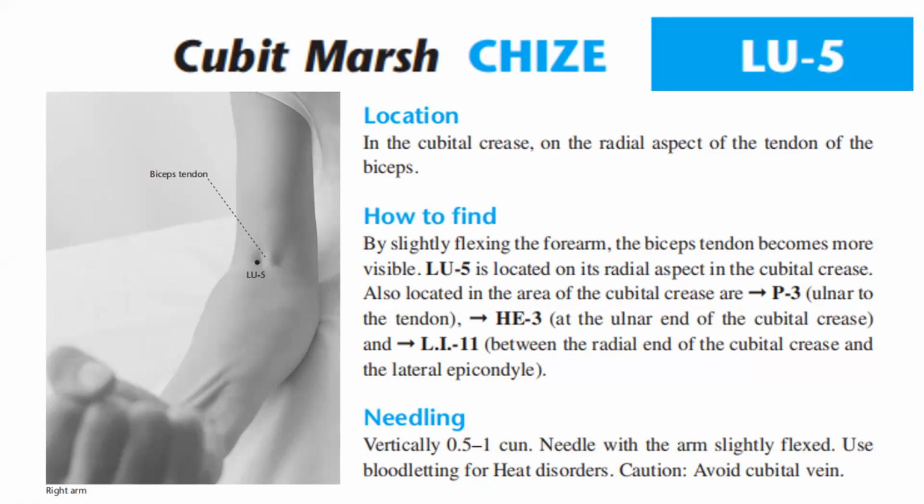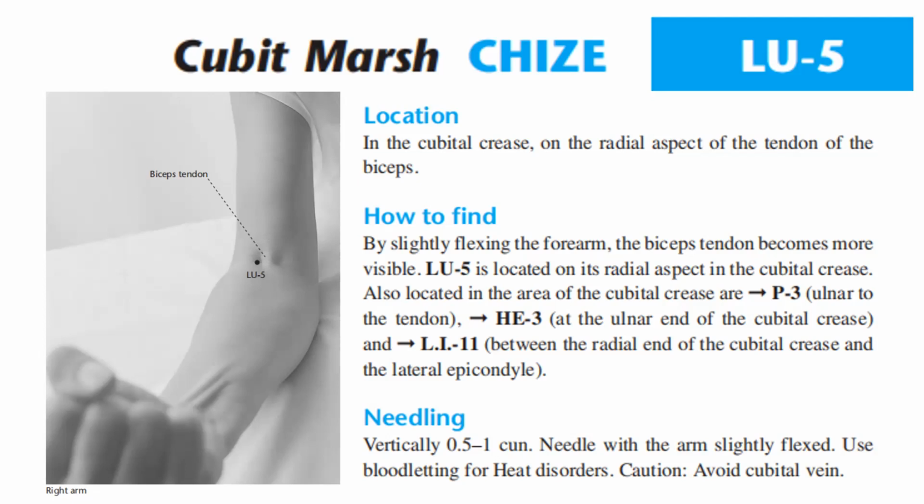Also located in the area of the cubital crest are P3, ulnar to the tendon, Heart 3 at the ulnar end of the cubital crest, and LI11 between the radial end of the cubital crest and the lateral epicondyle.